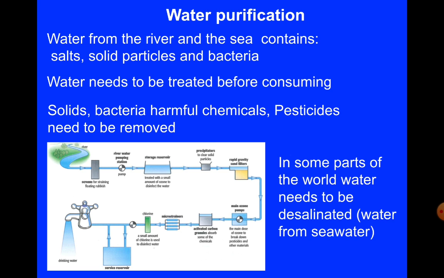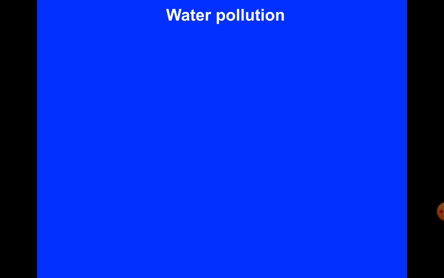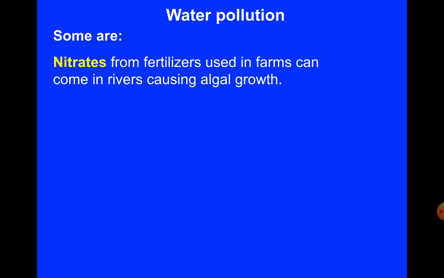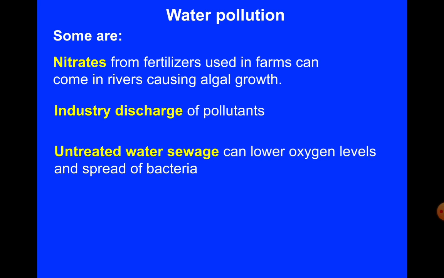Now, what problems are we creating with the water? Well, water pollution. What are some water pollutions? Nitrates. They come from fertilizers used on farms, and they seep out and come into rivers, and they cause algal growth. We have industry discharge of pollutants. We have untreated sewage, which can lower the oxygen levels and spread bacteria.